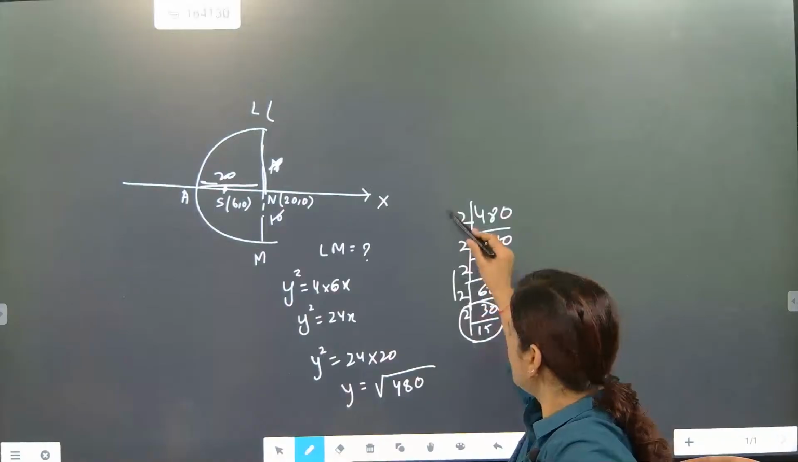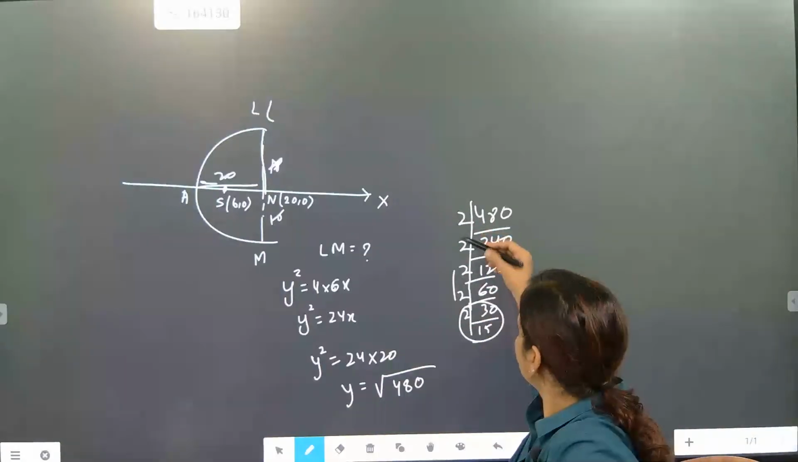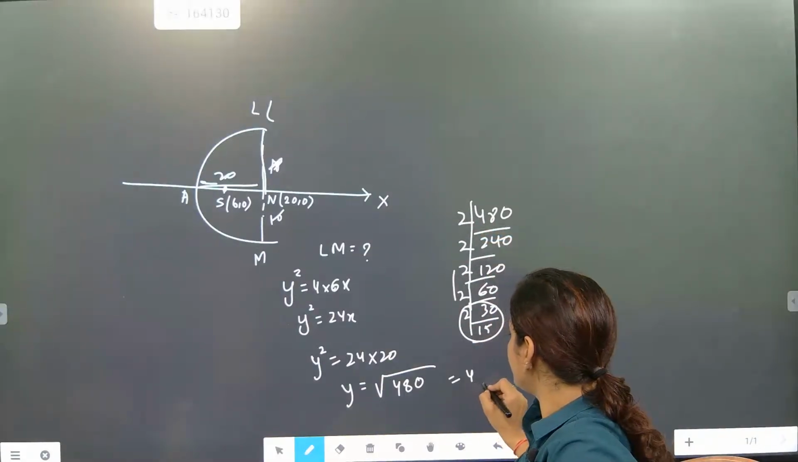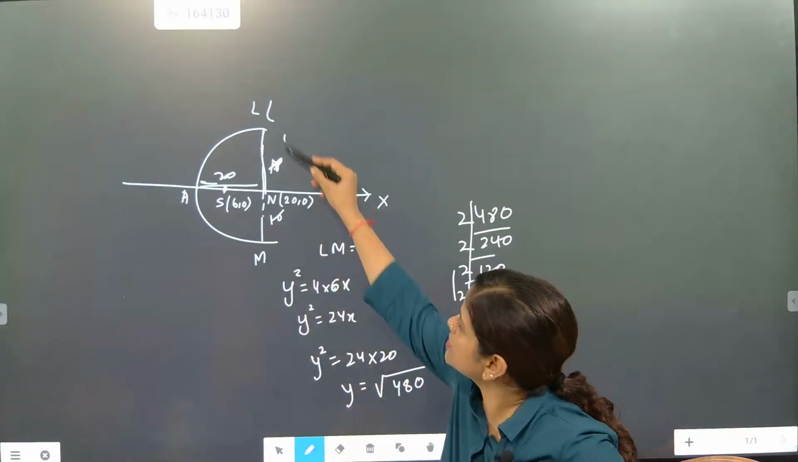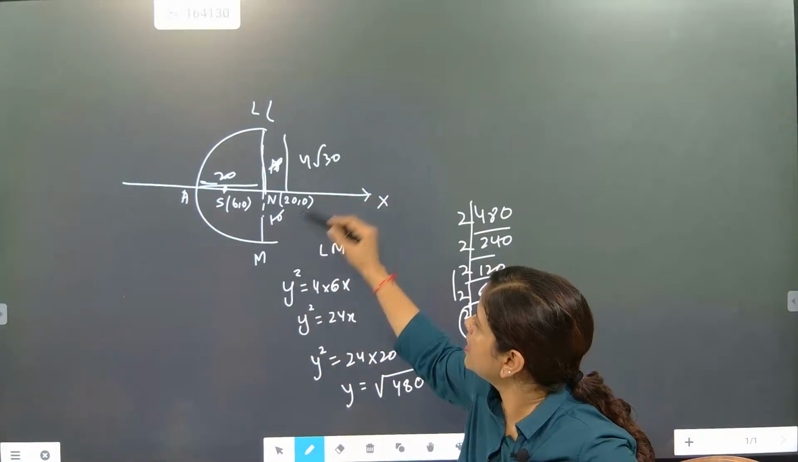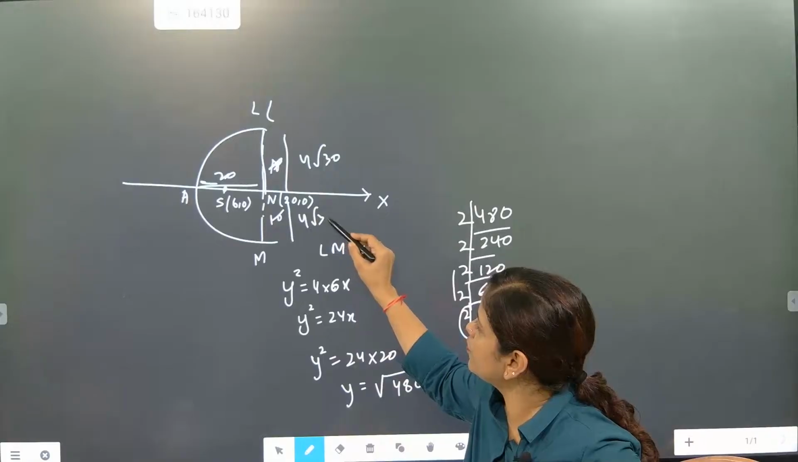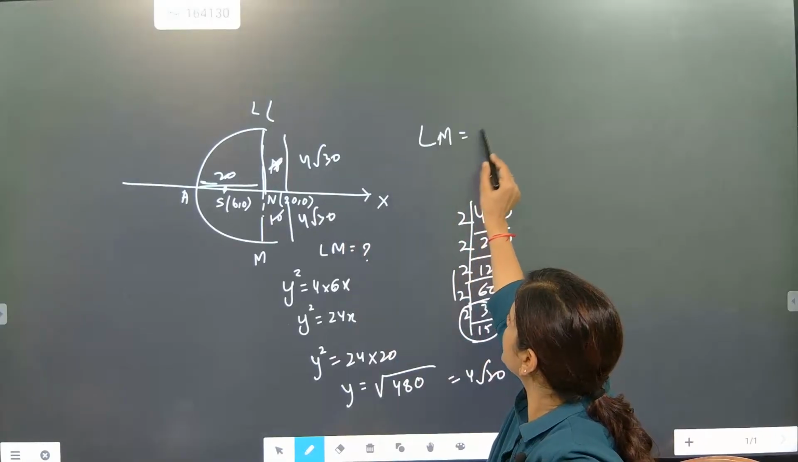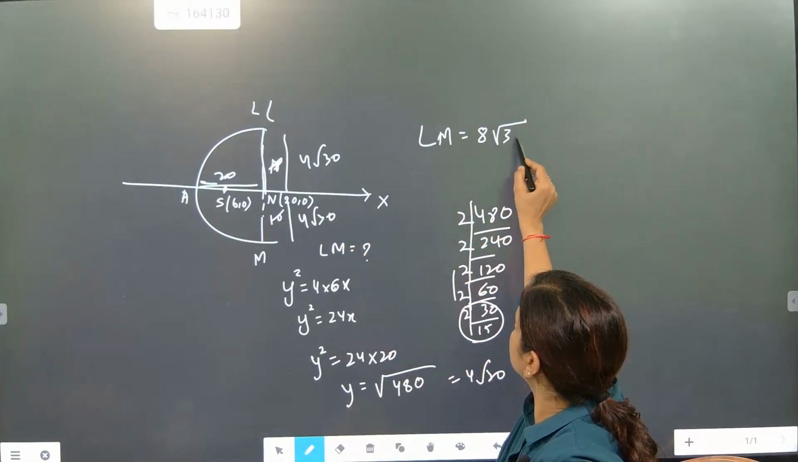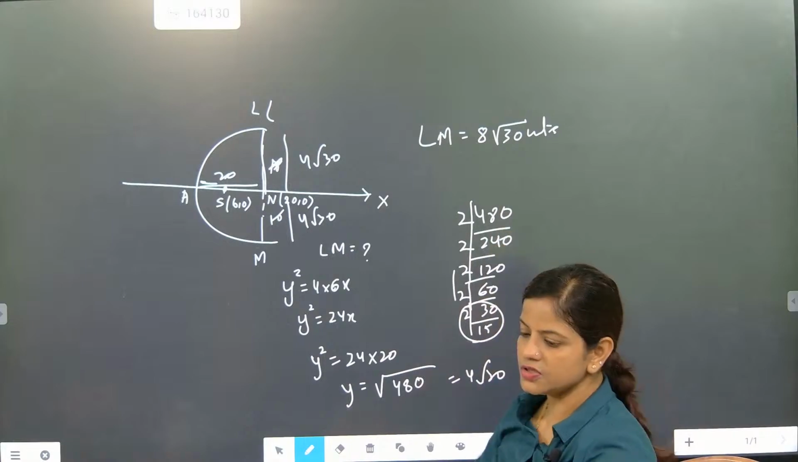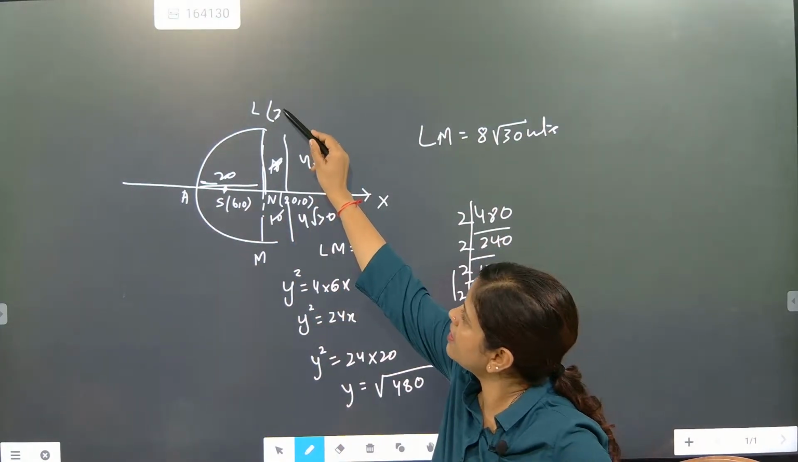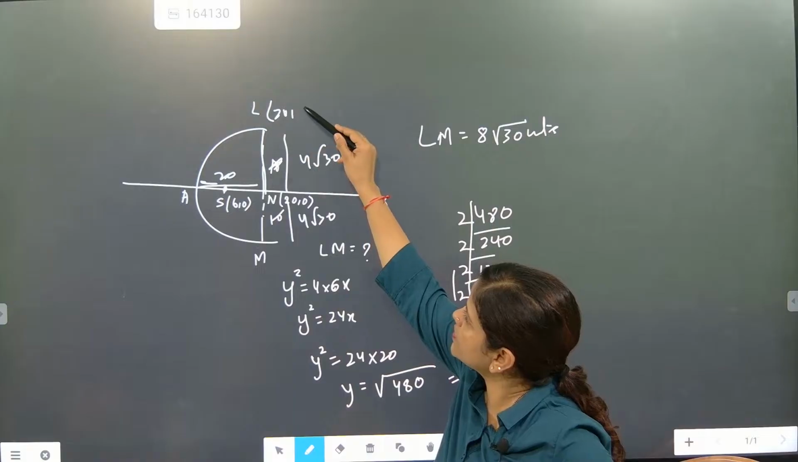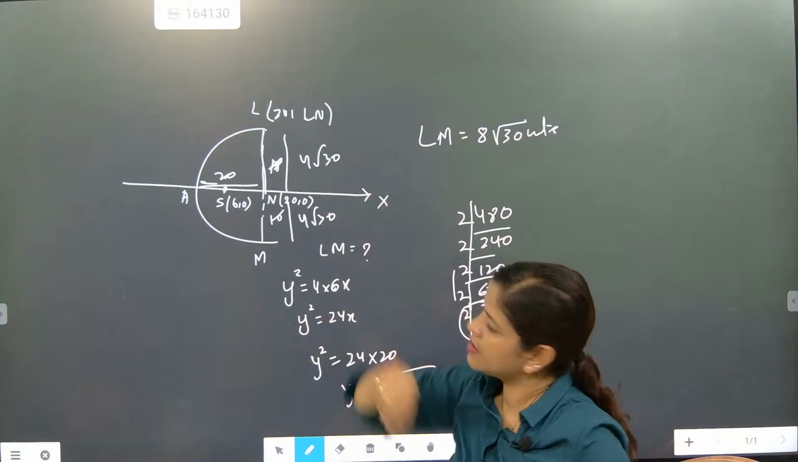So definitely it is coming as 4 root 30. Correct? So this distance will become 4 root 30, and this distance will also become 4 root 30. So LM will become 8 root 30 units. They told this distance is 20, so x will become 20 here, and the distance we don't know is LN.